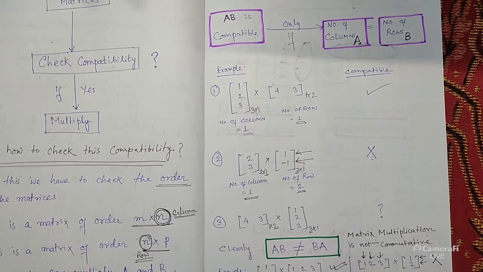So matrix multiplication is only possible when the number of columns of the first matrix is equal to the number of rows of the second matrix. Is it clear, students?